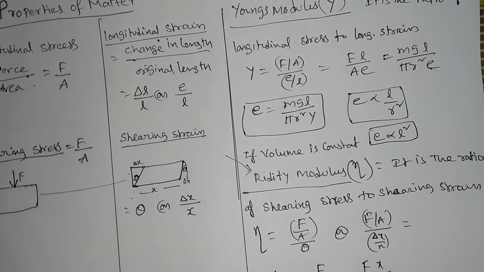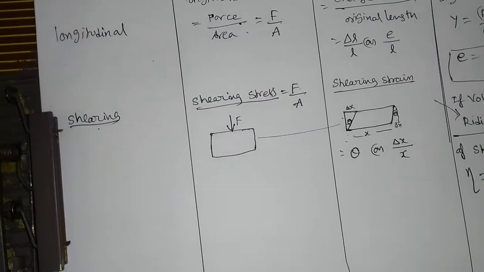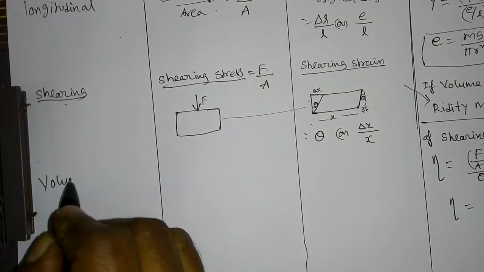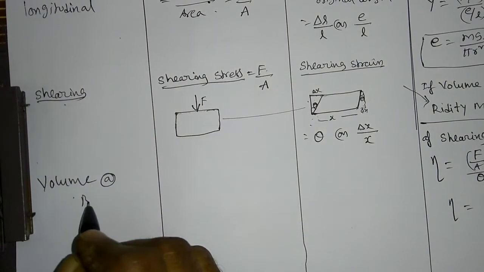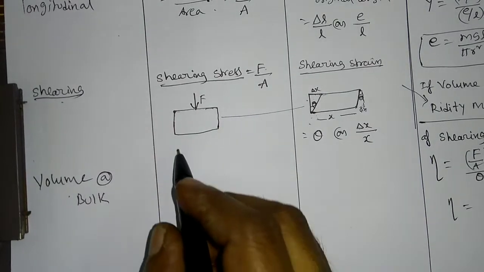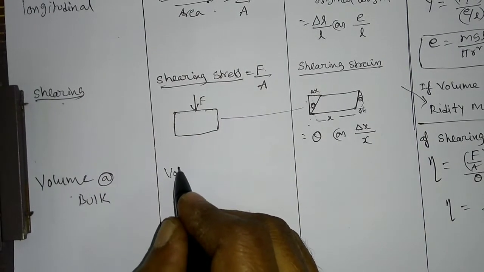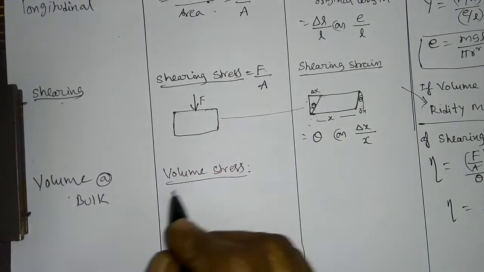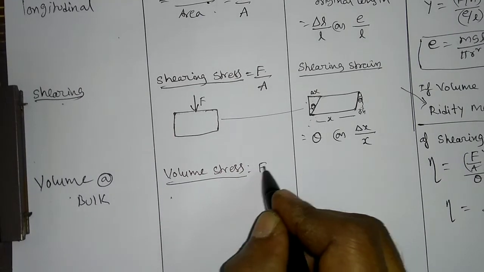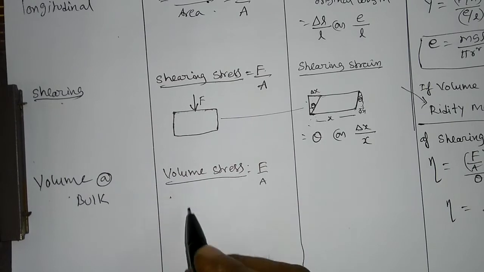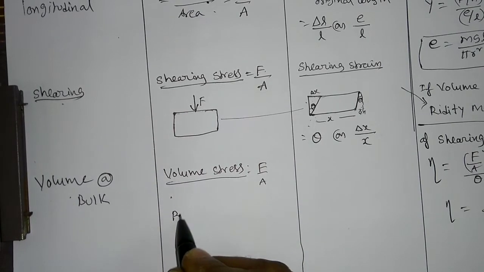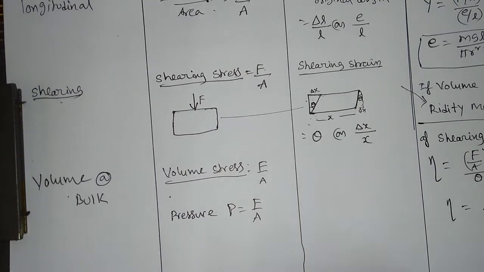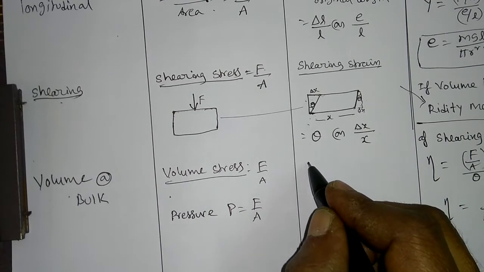This is longitudinal, shearing, and then finally volume, that is volume wise, or you can say bulk. So how can I define this? Same formula here. This is volume stress, so simply force by area, F by A. In this particular case, we can use pressure, that is P, which is nothing but the force by area. Same for volume strain.